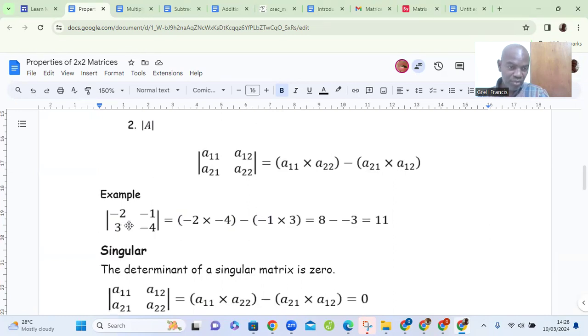So for example, if you want to find the determinant of this matrix, you've got to multiply negative 2 by negative 4 minus negative 1 by 3, or you can say 3 by negative 1. So you can go down, go up, or up, go down. Okay. And here it is 8 minus 3 is 11.